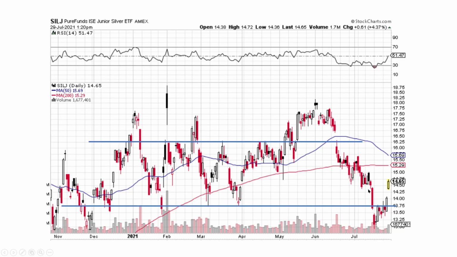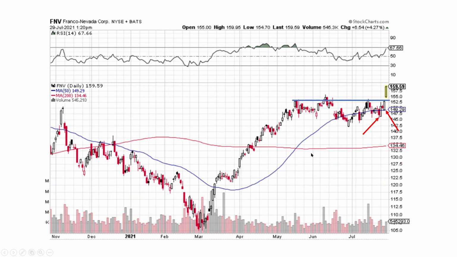SILJ, same thing. We kind of came out below this channel, and we popped back higher, and it's looking pretty good. Here's Franco-Nevada. We're coming on sideways here, bullish engulfing, and we're breaking out of this resistance line right now.